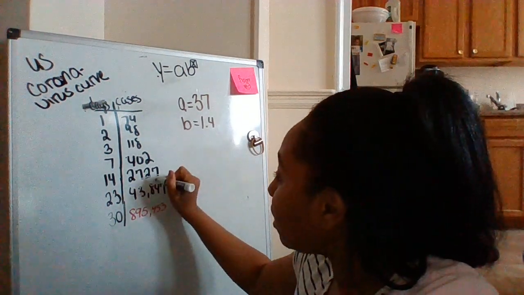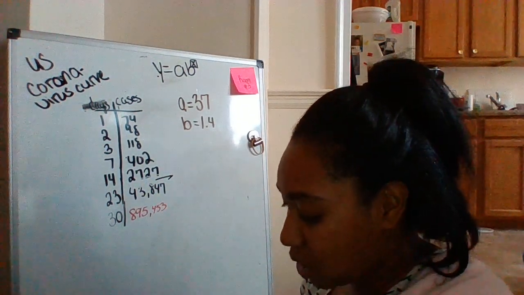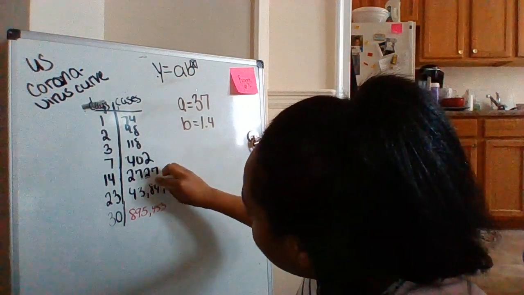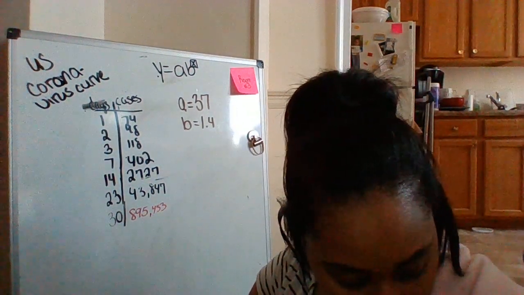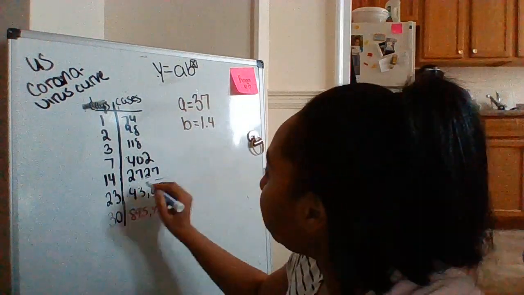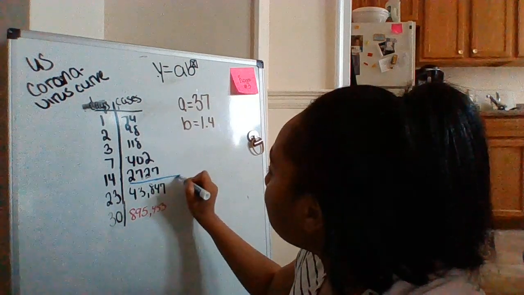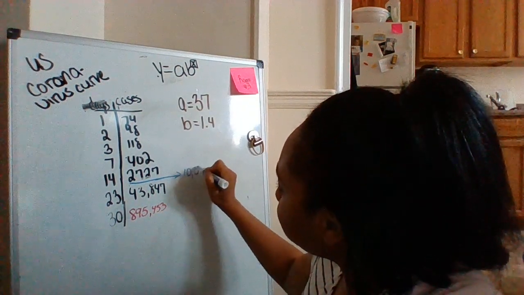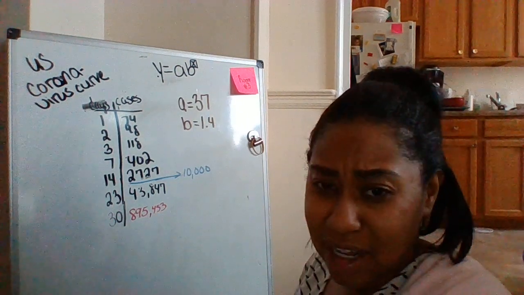So let's just kind of look at a different color. I need a different color. Let's see. Here we go. Here's the blue one. So looking at maybe 10,000. Okay, so we're just going to kind of round it out.